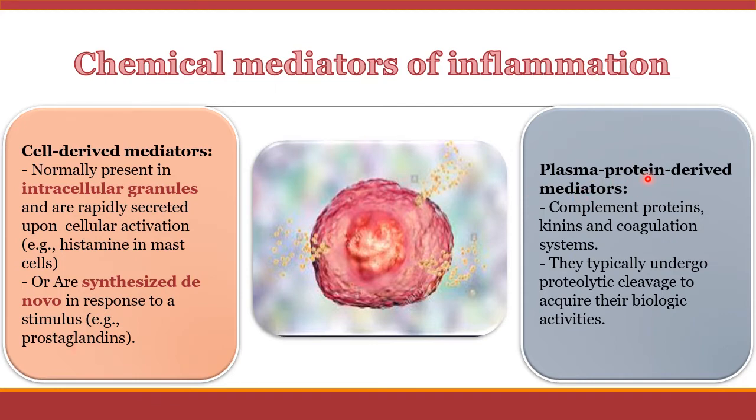For the plasma protein-derived mediators, we have 3 main factors. We have the complement component proteins, we have the kinins, and the coagulation system proteins or factors. These actually will undergo cleavage by some proteolytic factors or enzymes to start to be active. So they are already present in inactive forms, and after proteolytic cleavage, they will be transformed into active products that will undergo some important functions in the acute inflammatory response.